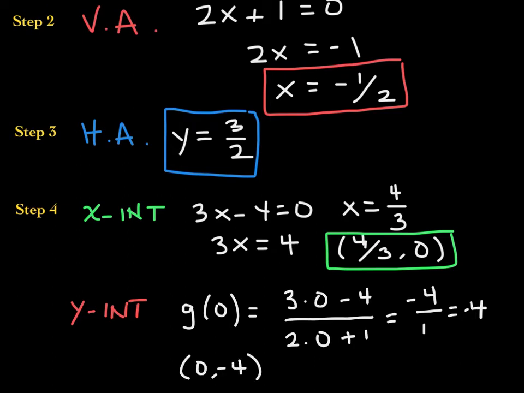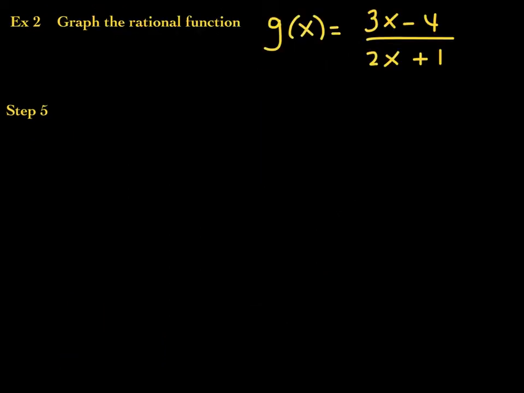This is the y-intercept. You always have just one y-intercept, okay? It's possible to have multiple x-intercepts, but you will always only have one y-intercept. Now, because the end behavior asymptote is not the x-axis, I need to determine whether the graph crosses my end behavior asymptote.